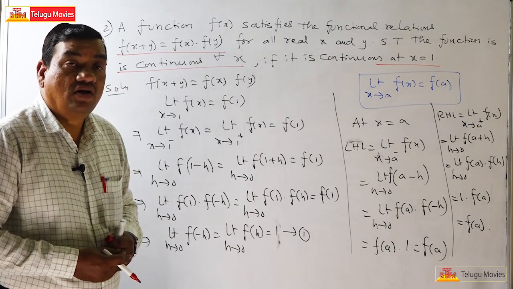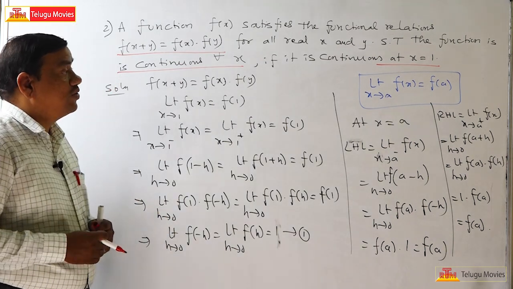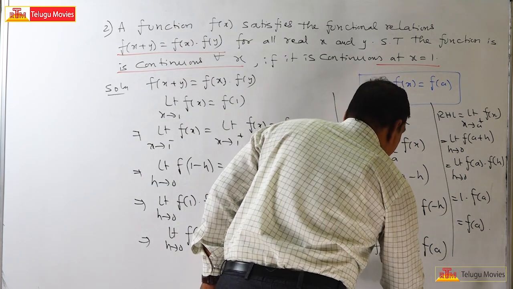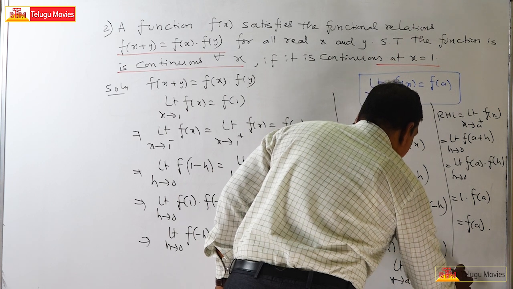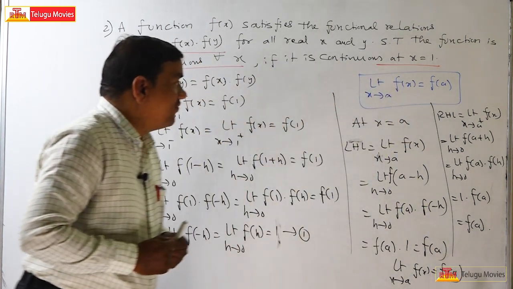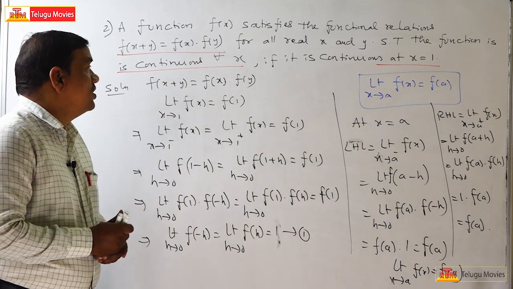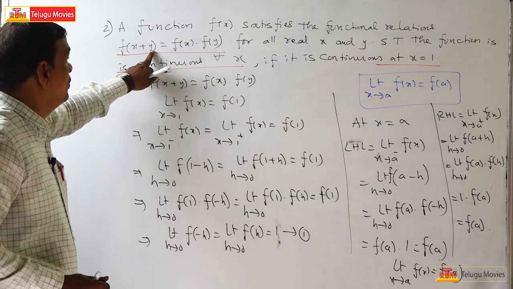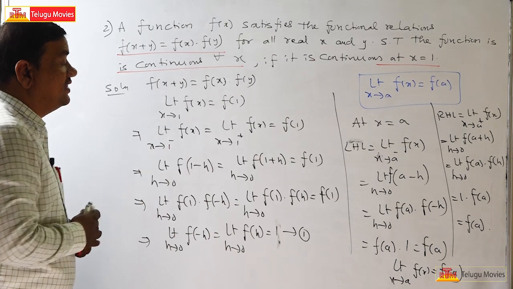Both are equal. Understand? So, at x is equal to a, f of x is equal to f of a. Therefore, we have limit x tends to a, f of x is equal to f of a. So, from this, we conclude that, putting x is equal to a, y is equal to 0, f of a is equal to f of a into f of 0. Like that, we will get that.